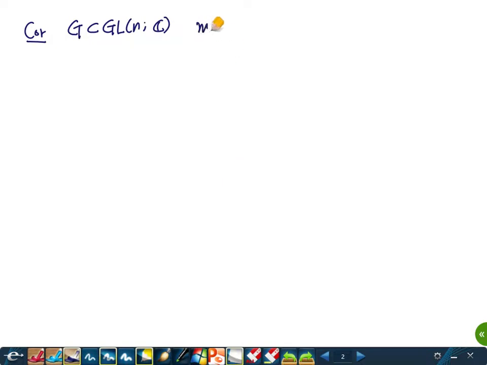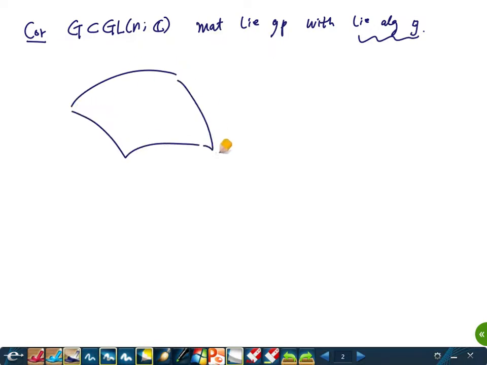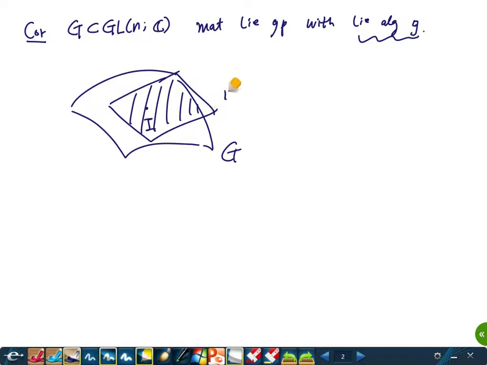So we have our matrix Lie group. Then we have the Lie algebra, Gothic G. And we have a geometric meaning for this. G is a manifold, we knew that G is going to be a manifold, and the identity element is there. The Lie algebra is the tangent space of the Lie group at the identity. That's what we learned last time.